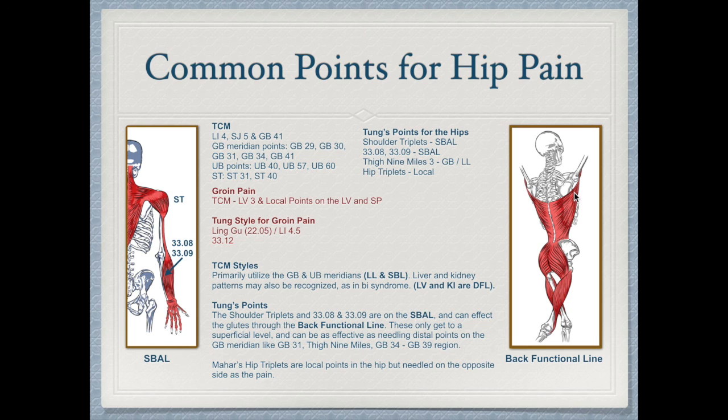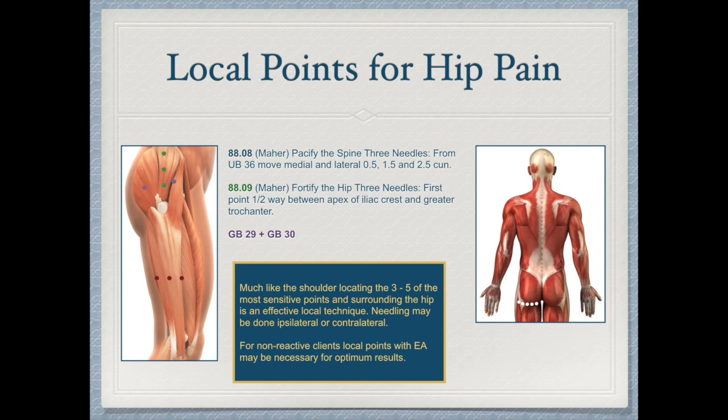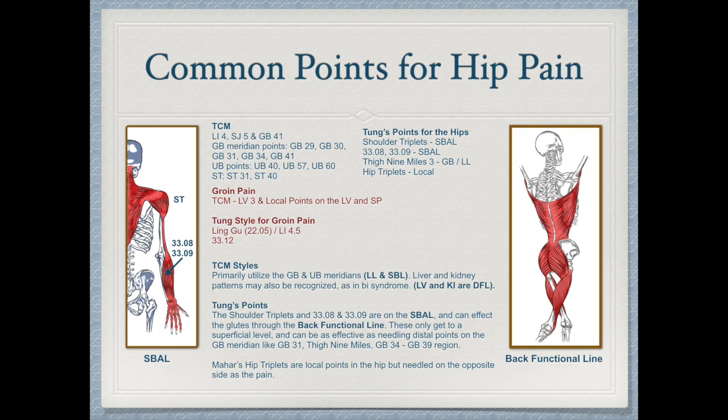So what I've found in doing these points then is that you can get similar results with the shoulder triplets as you get with a point like GB31 or even GB30, but you may not be reaching those deeper levels. Okay, so really important thing to understand.